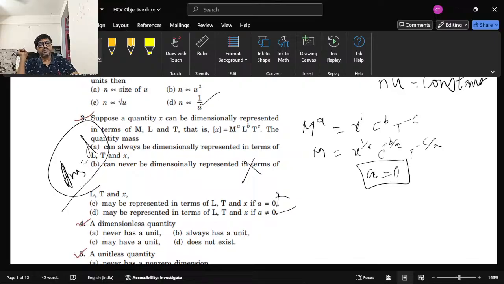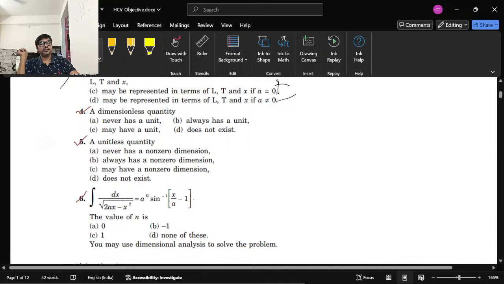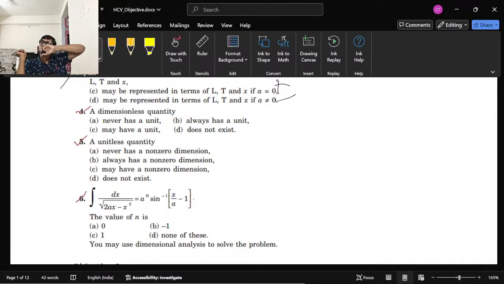Right, next, fourth question. A dimensionless quantity. What can you take? You can take one example of a dimensionless quantity: plane angle, arc length by radius in radian. It has got no dimensions: L power 0, T power 0, M power 0.